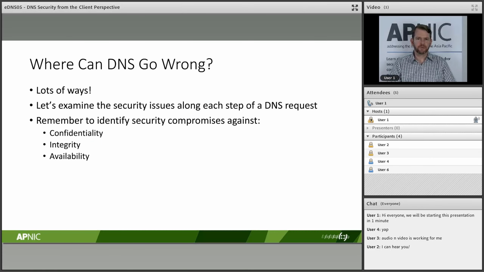Now, where can DNS requests and responses go wrong? Well, there's even more ways than how a domain name and a registrar can go wrong. Now, we're going to go through and we're going to look at different problems that can go wrong either intentionally or accidentally with DNS requests. And as we go through this, I want you to look at how things are impacting on the security triad of confidentiality, integrity, and availability.